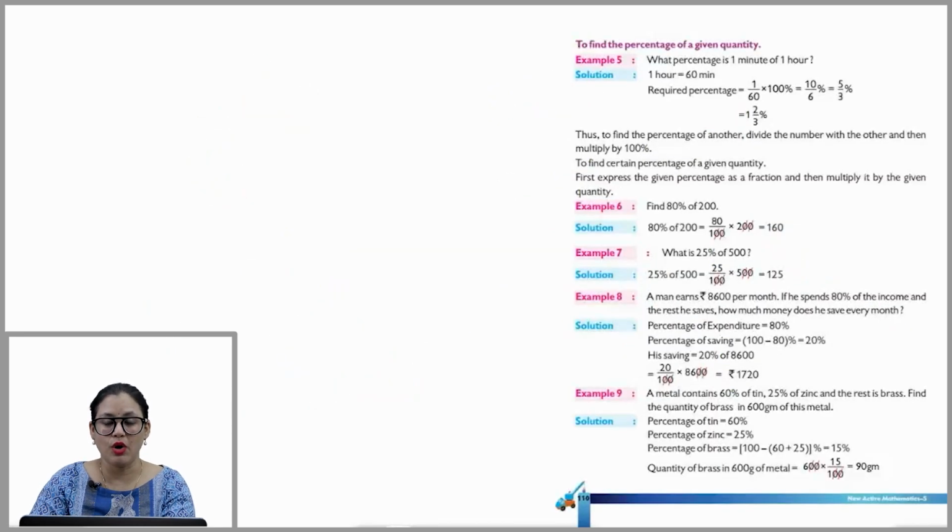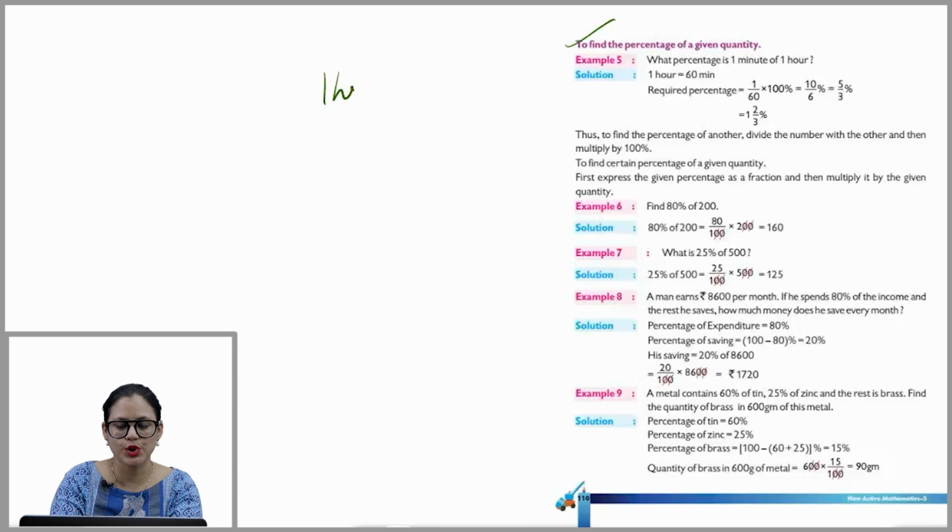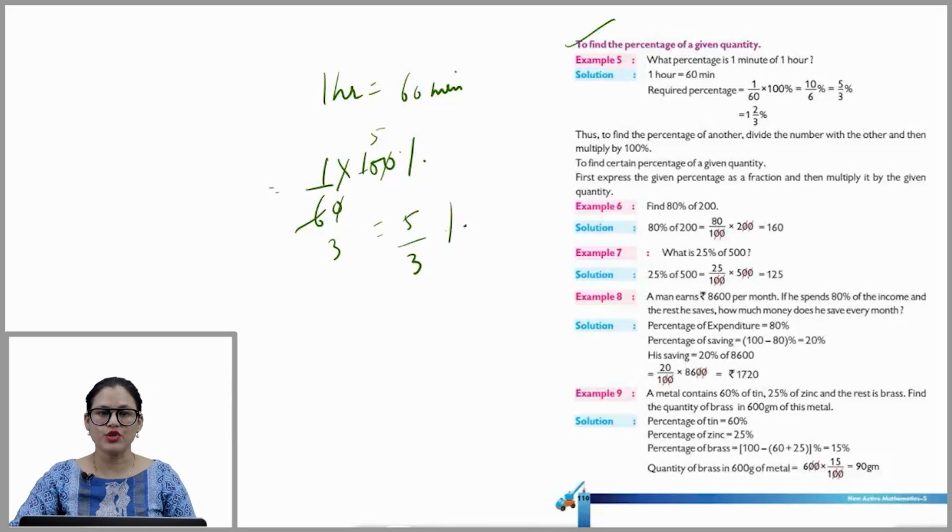To find the percentage of a given quantity. Example, what percentage is 1 minute of 1 hour? You know, 1 hour is equal to how many minutes? 60 minutes, right? And the required percentage is 1 by 60 of 100%, right? So you will get what? You can cut it. 2 3s are 6, 2 5s are 10. So 5 by 3%. Thus, to find the percentage of one number with respect to another, divide the number by the other and then multiply by 100%. To find a certain percentage of a given quantity, first express the given percentage as a fraction and then multiply it by the given quantity.